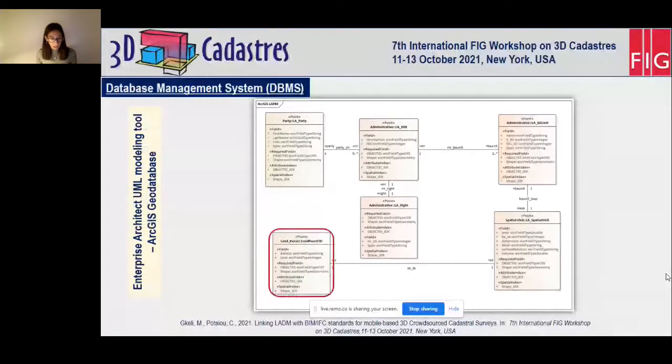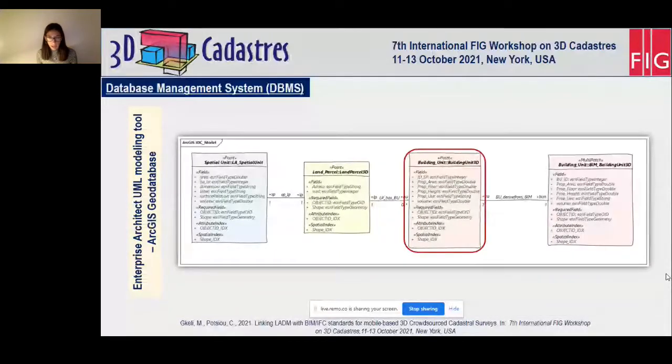A new class named Land Parcel 3D was generated in order to emphasize the basic spatial unit element, and it's directly linked with LA spatial unit class. Furthermore, a new class named Building Unit 3D is generated in order to function as a receptacle of all potential geometries that can be managed by the database.